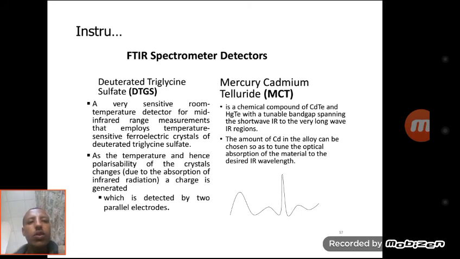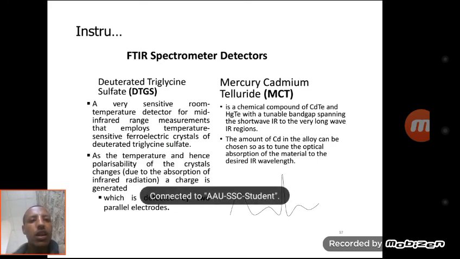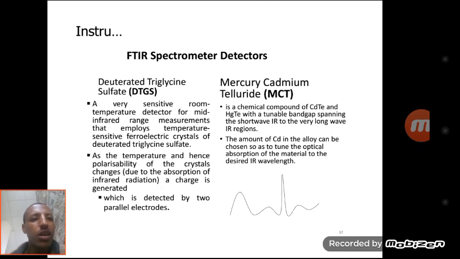FTIR, or Fourier transform IR spectrometer, detectors include deuterated triglycine sulfate and mercury cadmium telluride. Deuterated triglycine sulfate is a very sensitive room temperature detector. As the temperature and the polarizability of the crystals change due to the absorption of infrared radiation, a charge is generated, which is detected by two parallel electrodes.